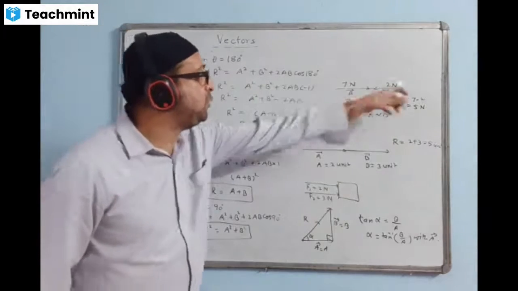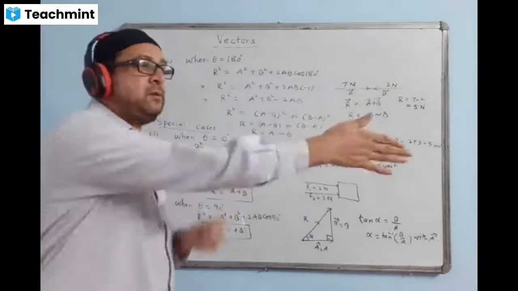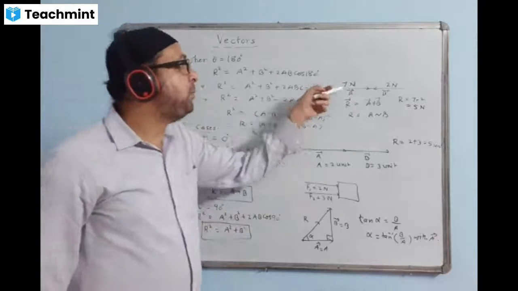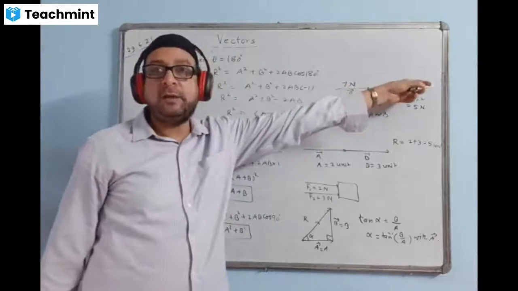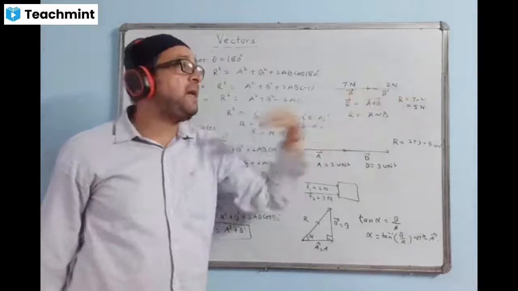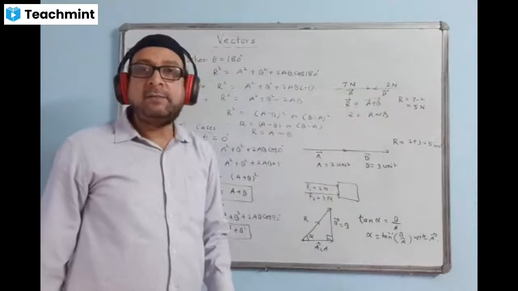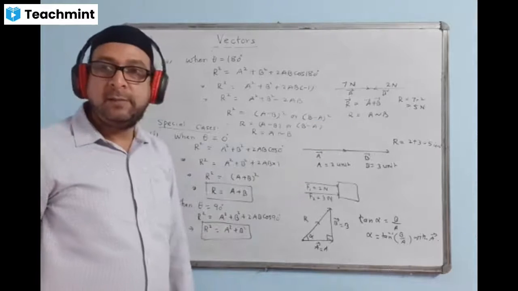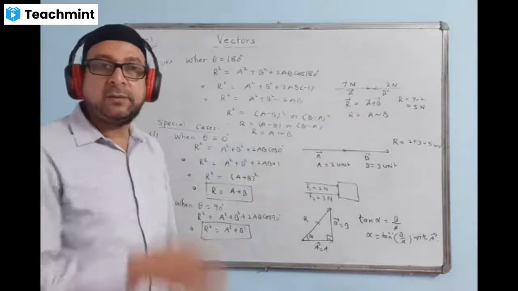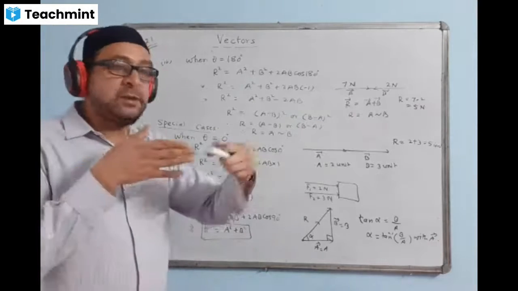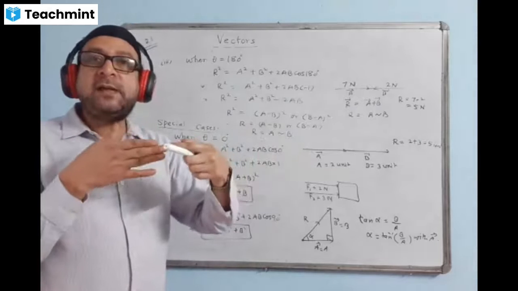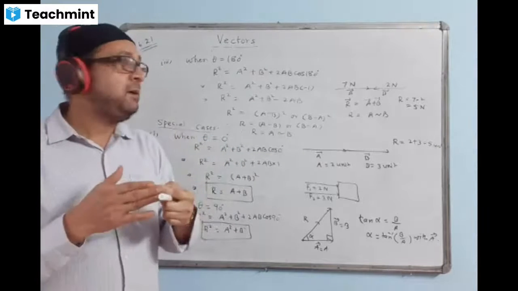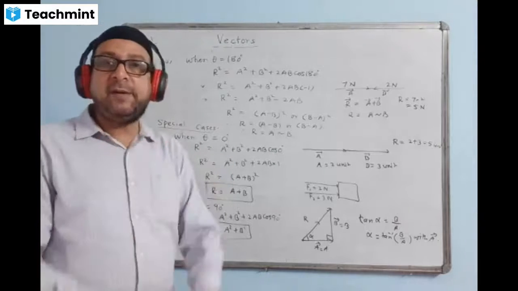7 Newton is like this and 2 Newton is the other way. So the bigger one will dominate. That means it will push this side. The total net direction will be along the right side. If the right direction represents east, we write due east. 5 Newton due east. So when two vectors are in the opposite direction, the resultant will be the subtraction, bigger minus smaller, and the direction of the bigger one will dominate.